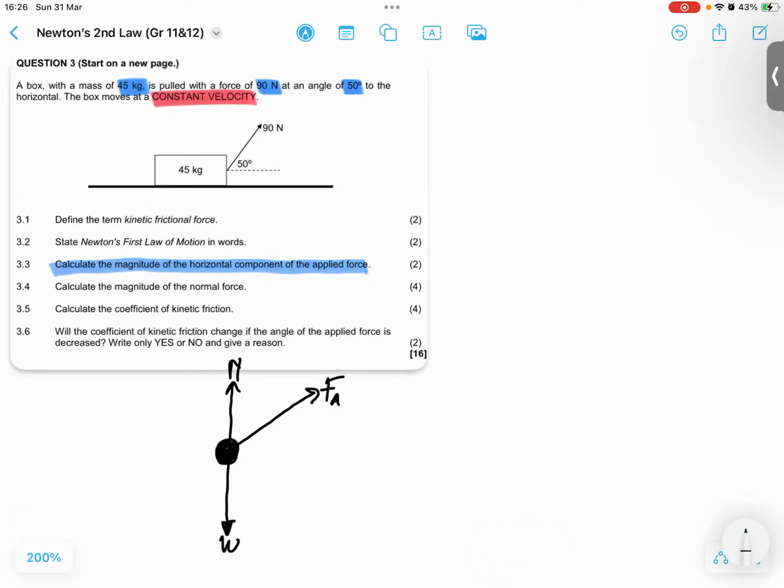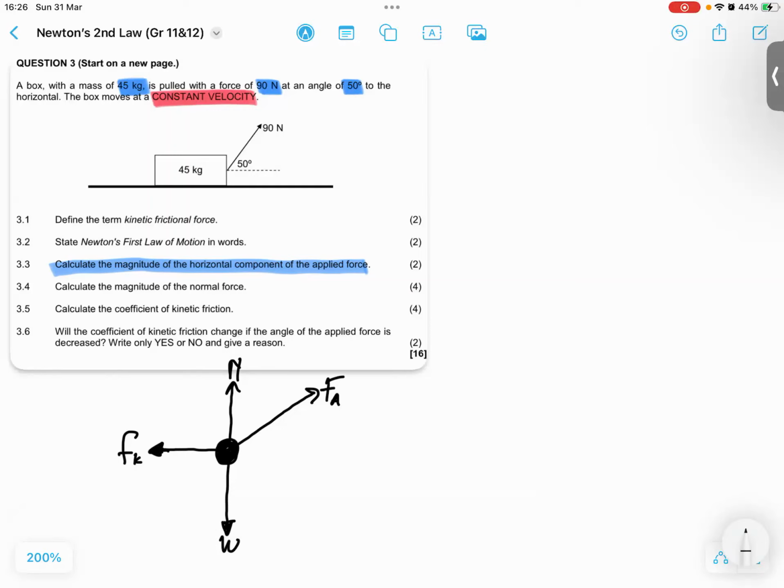And then we also have the friction because we know that the box moves with a constant velocity, meaning that there is a force that opposes the motion to make the F net 0. So in this case, we have the frictional force opposite to the applied force. This is the kinetic frictional force. So this is our free body diagram indicating all the forces acting upon the object.